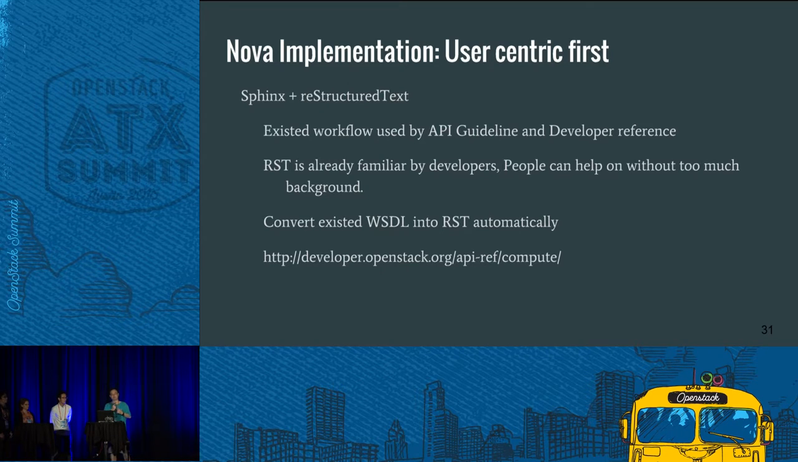But it's a really good thing that our existing API guideline and the developer reference are already based on this workflow, and RST is already familiar to most developers. So people can get help on the document without too much background. And Annie already has some tool to convert WSDL to the REST tools that resolves the migration problem. And the current API reference is already based on the new thing.